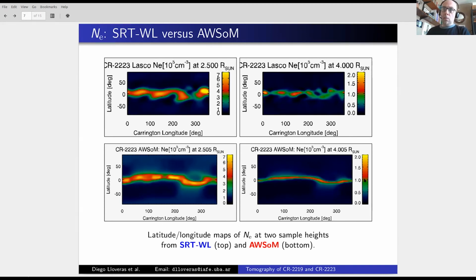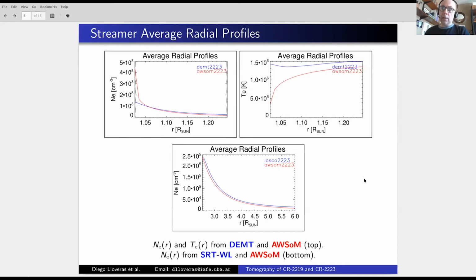So beyond that visual comparison, what you can do is a more quantitative thing by taking, for example, radial profiles of electron density or electron temperature. The top two panels are in the streamer region from the tomographic reconstructions in blue and the model in red. The model has an extended chromosphere region, so it achieves coronal conditions by 1.05 solar radii or so, and you can see the matching density is pretty good.